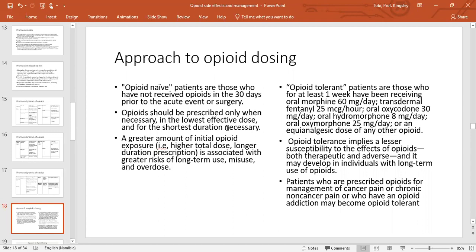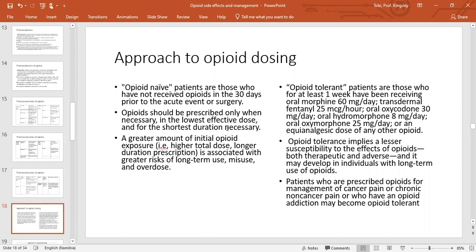All right. And for an opioid naive patient, you should only prescribe opioids when necessary. And it should start with the lowest effective dose and for the shortest duration as required. Let me repeat it. For opioid naive individuals, only prescribe opioids when absolutely necessary. And you must start with the lowest effective dose. And you must do it for a short period.